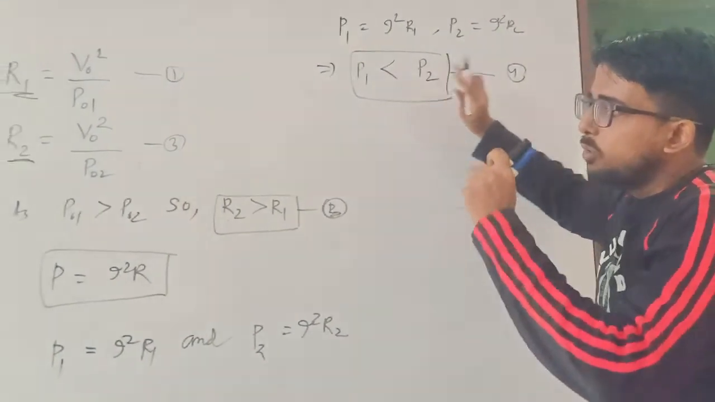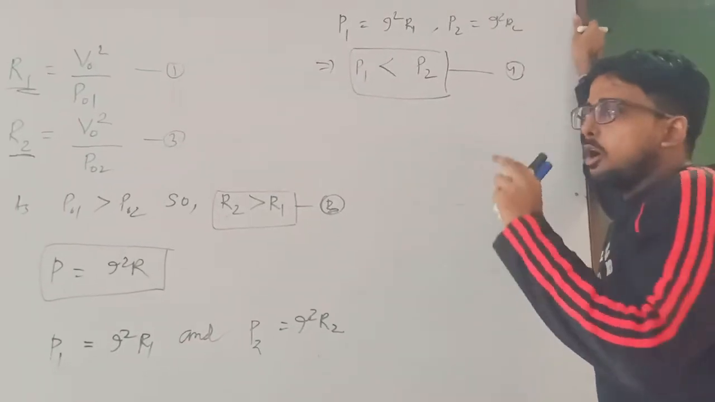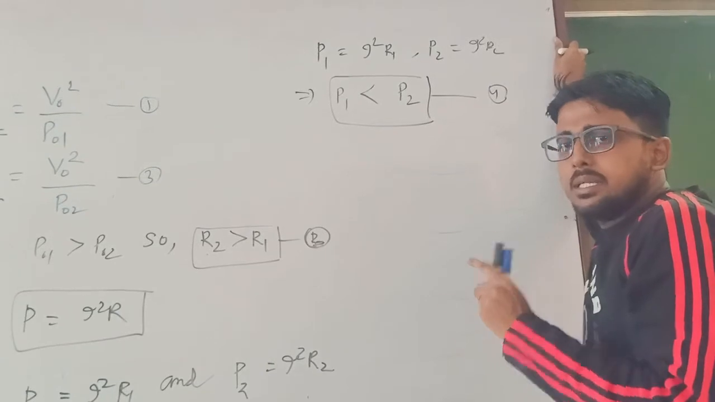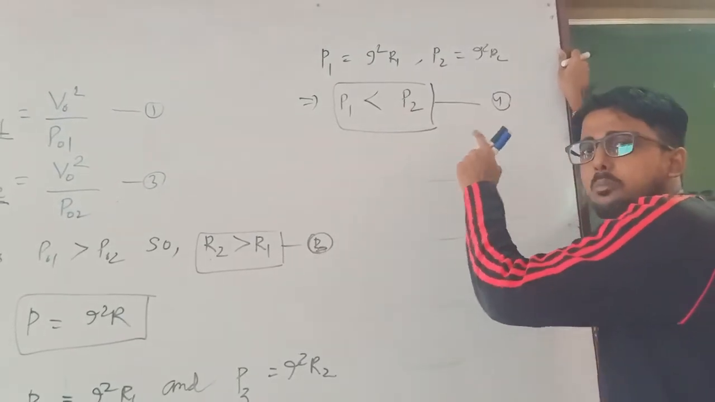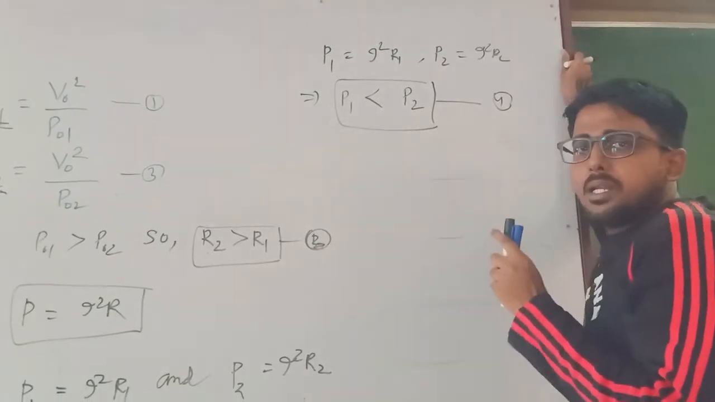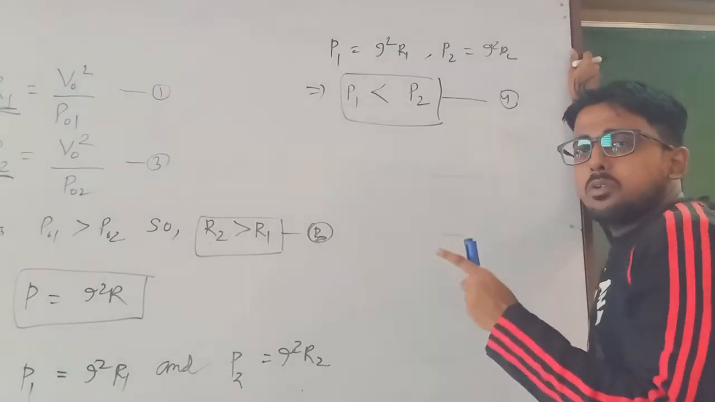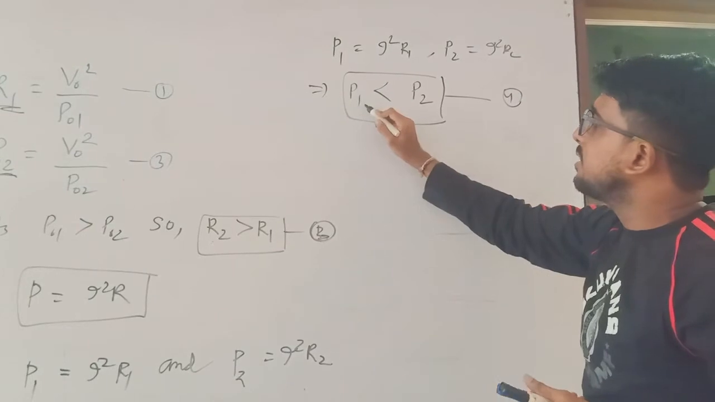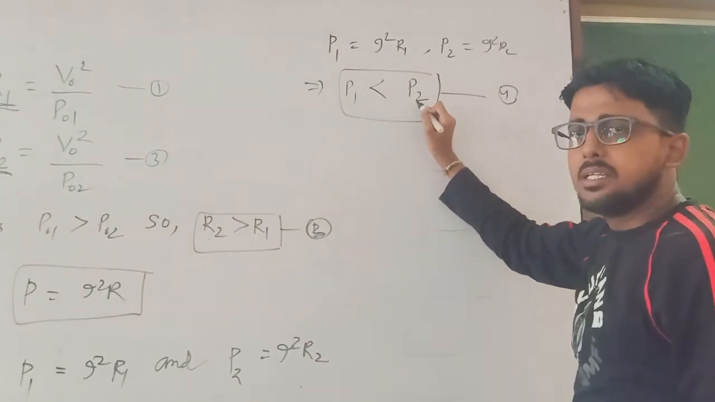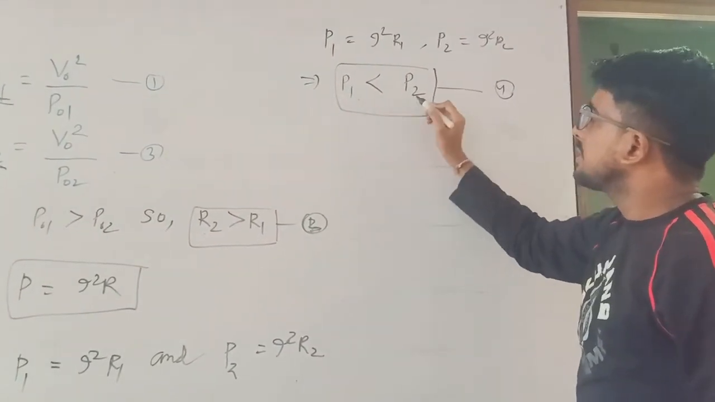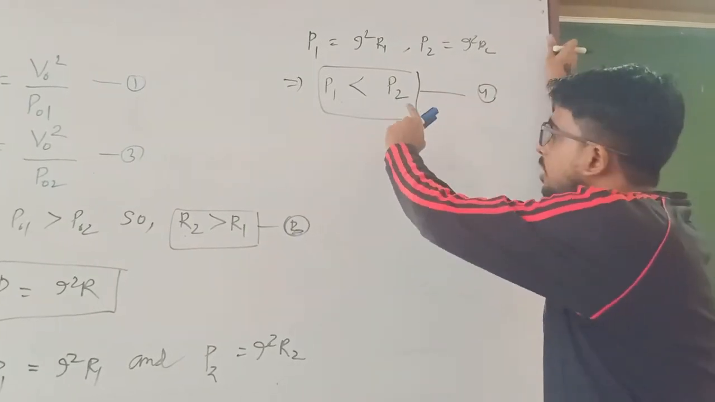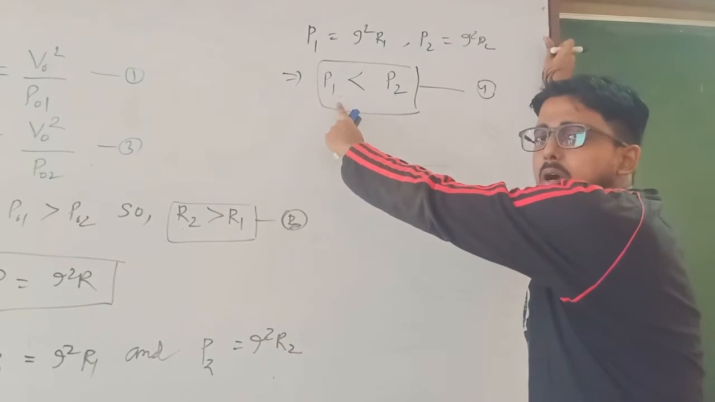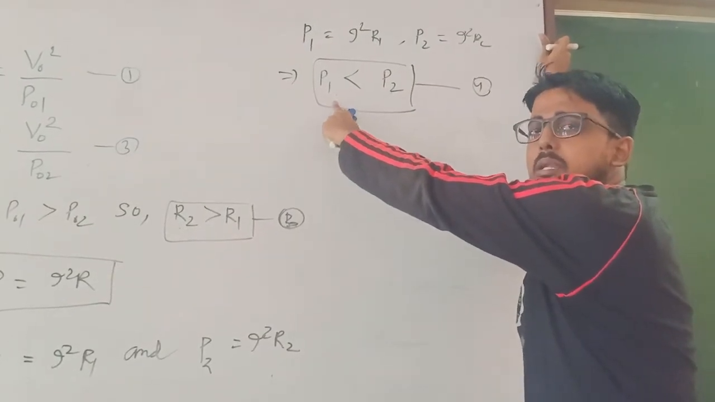That means when we connect two balls of same potential rating but different power rating in series, then the power consumption by the ball which has less power rating will be more than the power consumption by the ball which has more power rating. As P01 is more than P02 initially, but now P1 is less than P2. That means the power consumption by ball 2, which initially had less power rating, will be more than the power consumption by ball 1, which initially had more power rating.